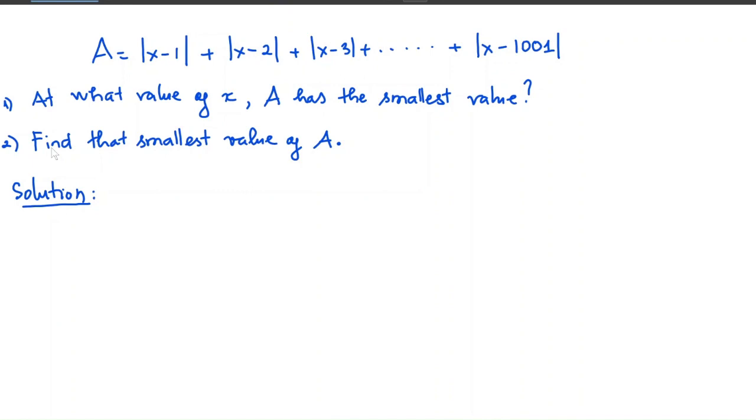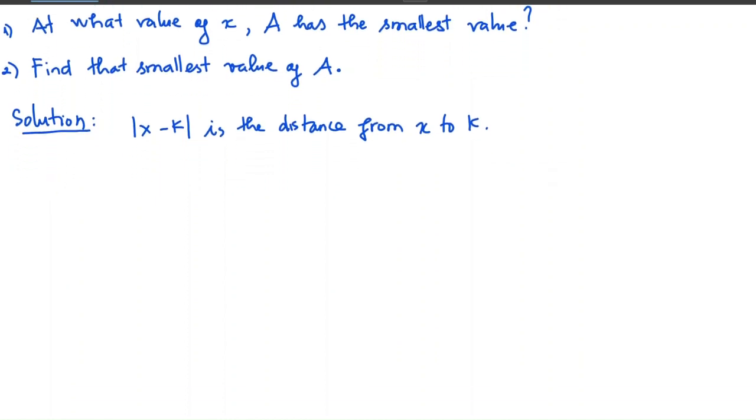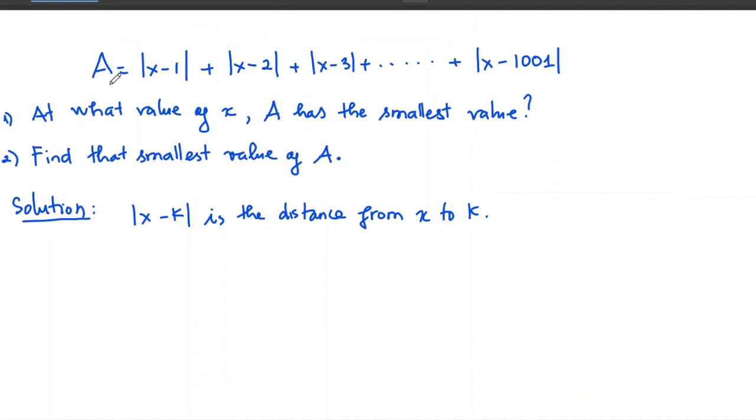Let's start. Okay, so we know that the absolute value of x minus k is the distance from x to k. So that means the absolute value of x minus 1 is the distance from x to 1, x minus 2 is the distance from x to 2, and so on. Actually, the problem becomes finding the sum of all the distances from x to the numbers from 1 to 1001. So then we have a number line.